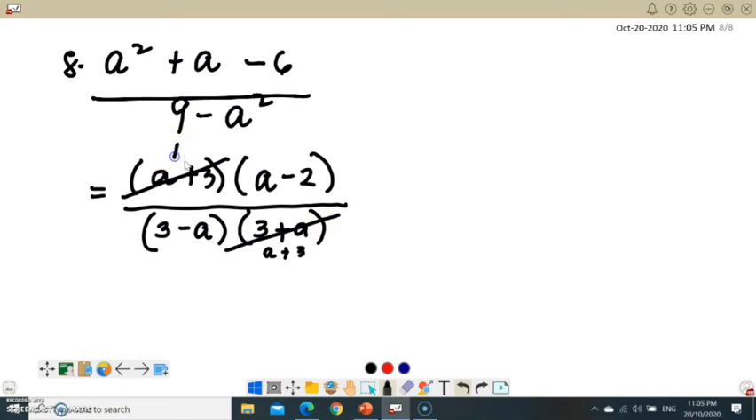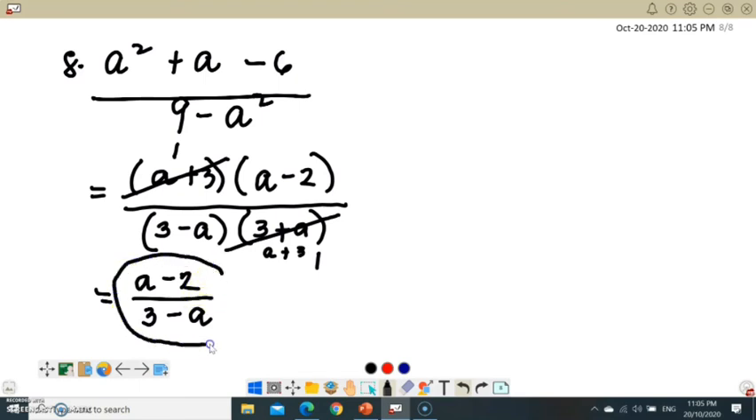What is left here is 1. Here is 1. Then we multiply what's left on the numerator. 1 multiplied by a minus 2 is equal to a minus 2 over what is left in the denominator, 3 minus a multiplied by 1 is equal to 3 minus a. So the simplified form for a squared plus a minus 6 over 9 minus a squared is a minus 2 over 3 minus a. Okay, let's have the final example.